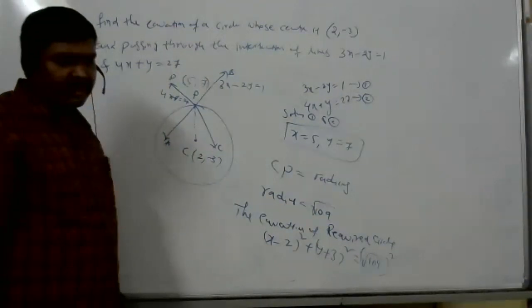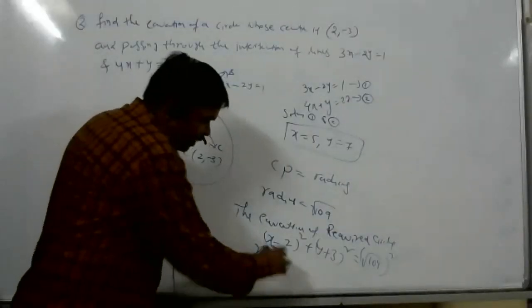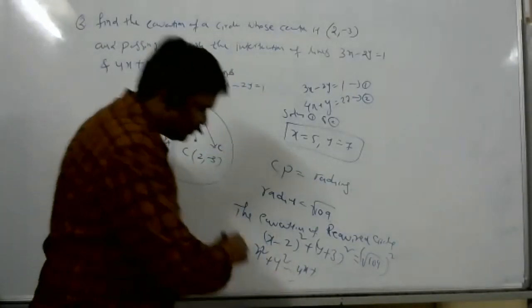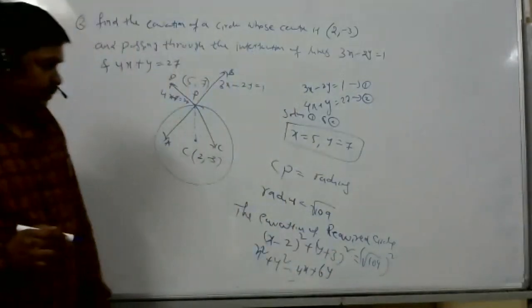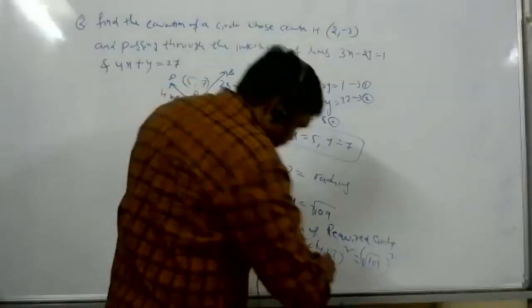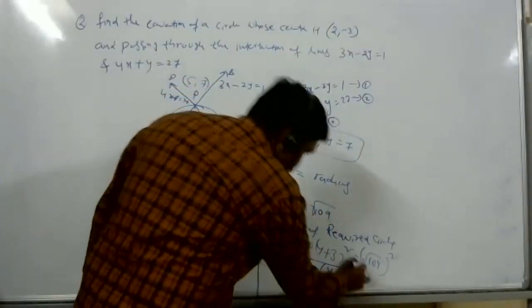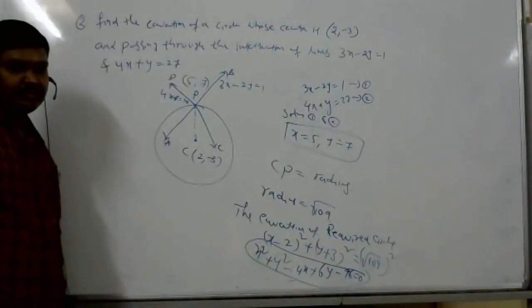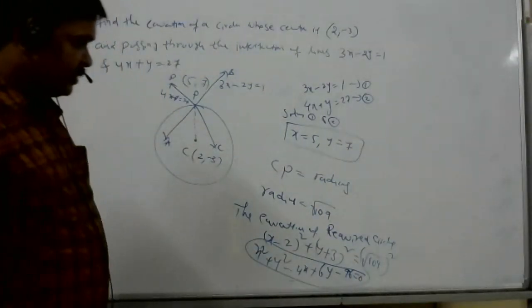Thank you, sir. Final equation: x square plus y square minus 4x plus 6y minus 96. Yes, sir. Thank you, sir. x square plus y square minus 4x plus 6y minus 96 is equal to 0.